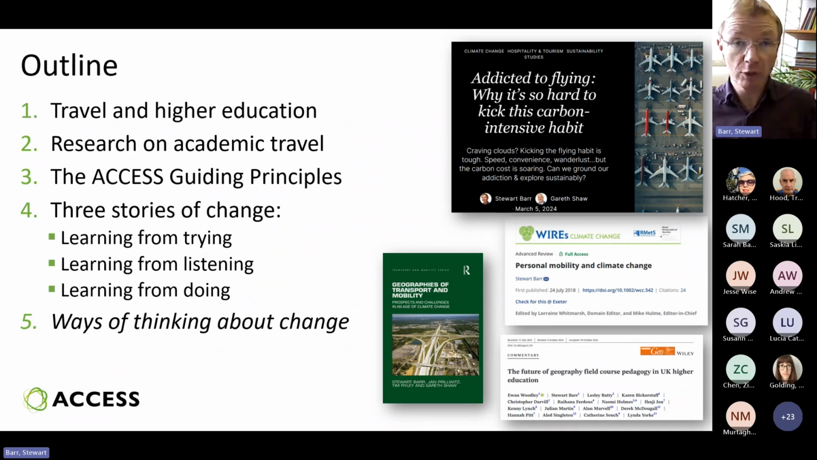And today I'm going to be focusing on environmental sustainability, but I will, of course, be connecting that to equality, diversity and inclusion, and also knowledge co-production, because the Axis guiding principles are designed to work with all three together. They're designed to be integrated. And then I'm going to give you three case studies, three stories of change, two from the University of Exeter and the final one from the Access programme, about how we've been trying to change what we do and promote that within the wider social science community.